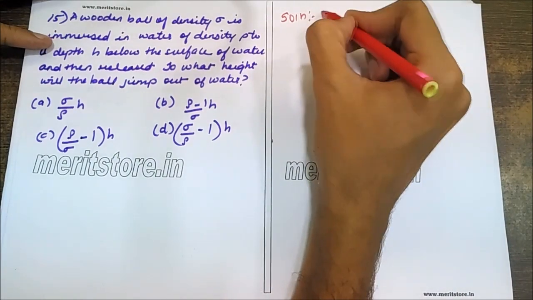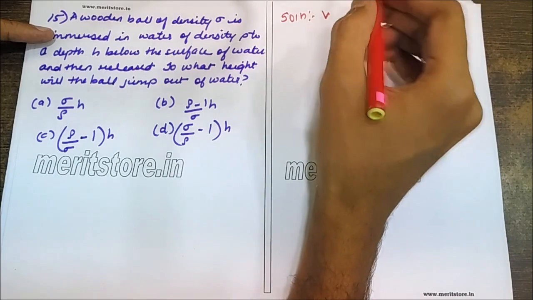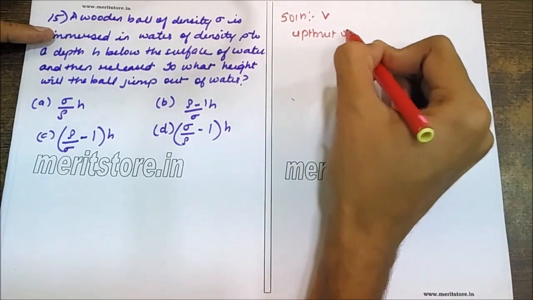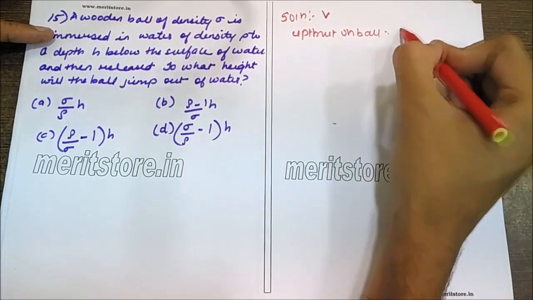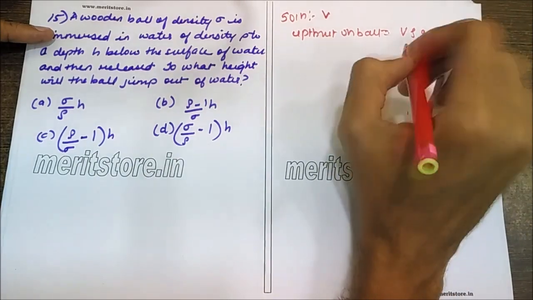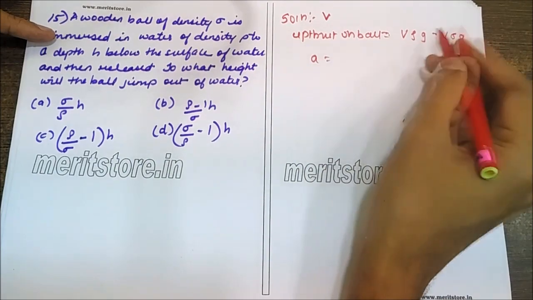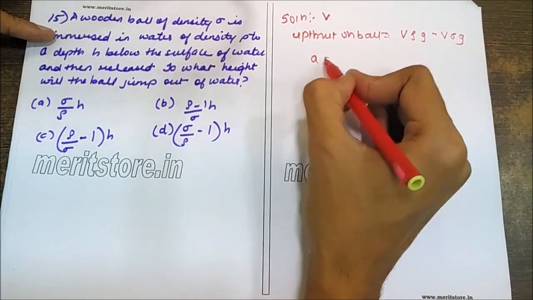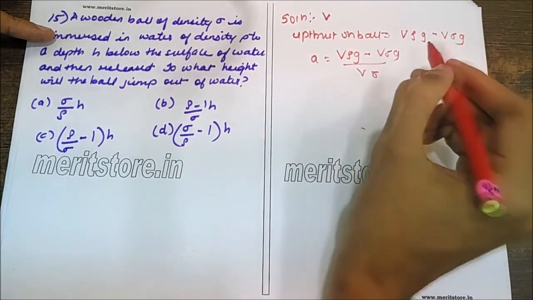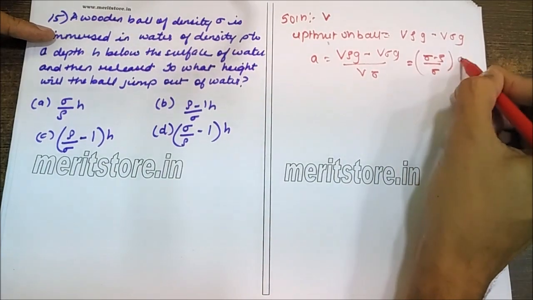So here let V be the volume of the ball. Then the effective upward thrust on the ball will be equal to V sigma g minus V rho g. So the upward acceleration a will be equal to V sigma g minus V rho g upon V rho. So that becomes equal to sigma minus rho upon rho into g.